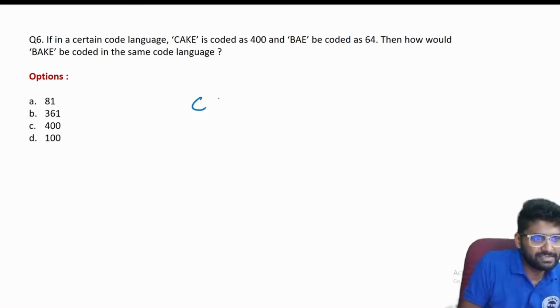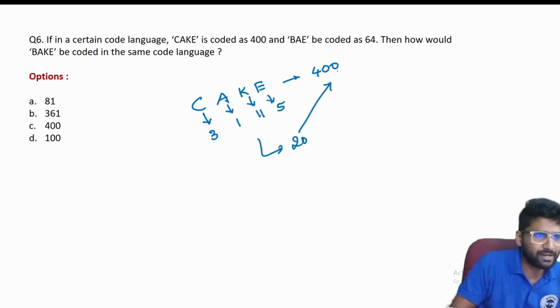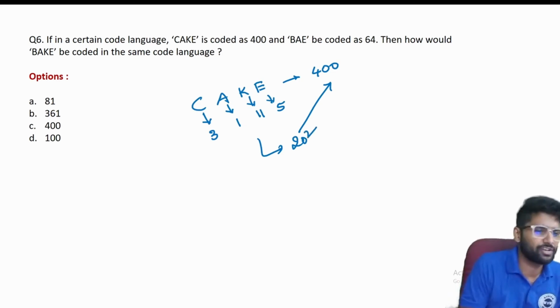Now see here, CAKE. CAKE is coded as 400. You already know that C's alphabetical position is 3, A is 1, K is 11, E is 5. If you add all these numbers, you will get 20. But see here, instead of 20, they have given 400. So what is the reason for getting 400? It's the square of this number.